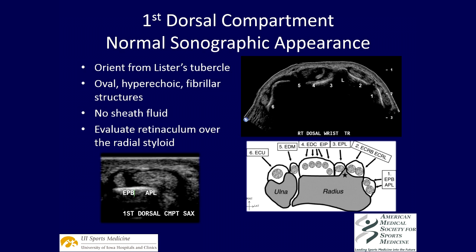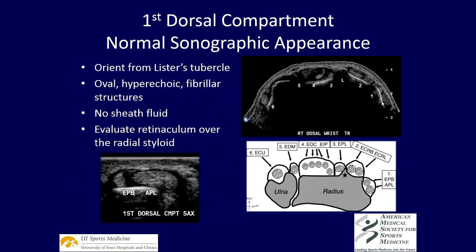We always want to orient anywhere on the dorsal wrist from Lister's tubercle. And as you can see in this extended field of view image, Lister's tubercle is readily seen as the hyperechoic ridge over the dorsal wrist. It's also readily palpable on your physical exam. This will separate the third dorsal compartment tendons from the second dorsal compartment tendons. From there, we can move further over towards the radial or volar aspect to identify the first dorsal compartment tendons.